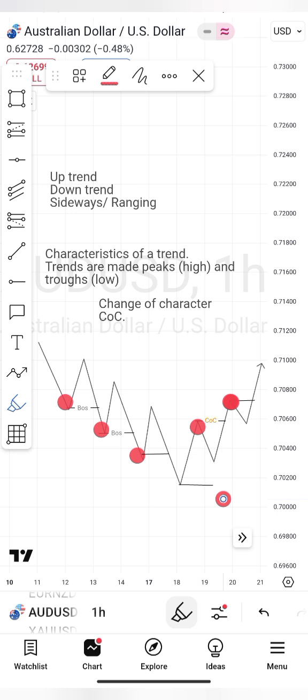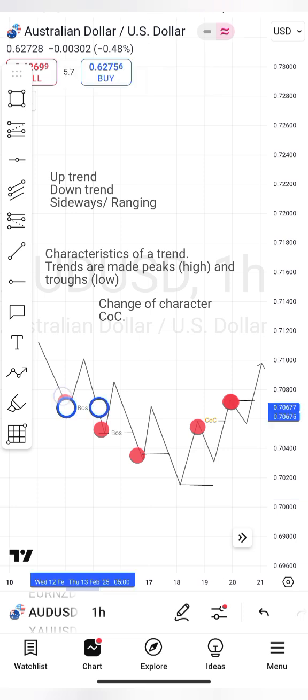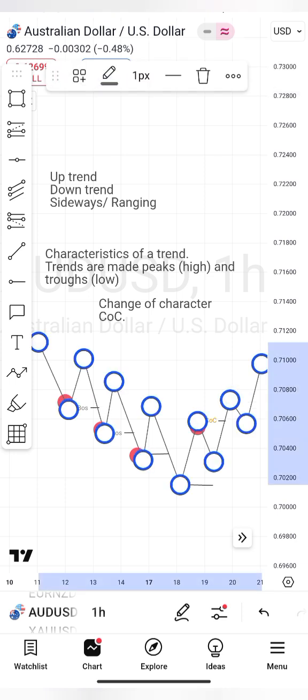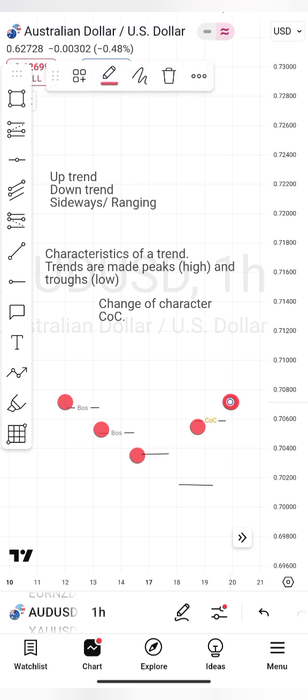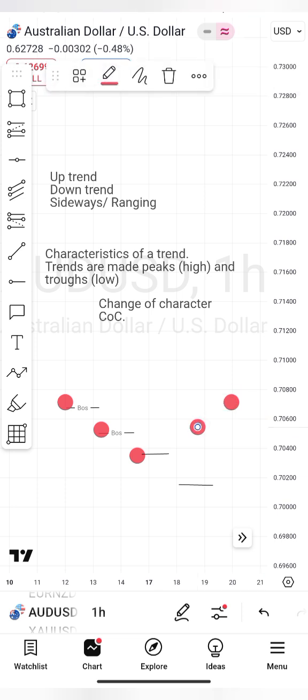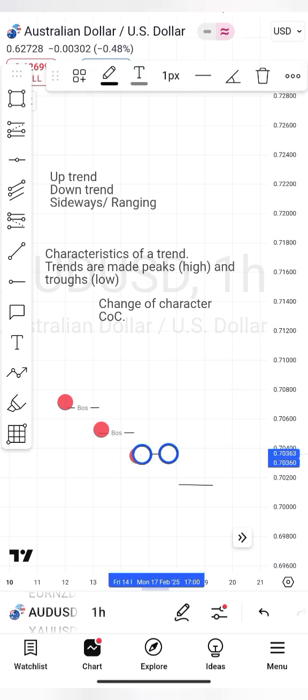Another thing that is important to note is that in trends we have what we call strong lows and strong highs. Okay, and let me take this out. These are the lows and the highs that are protected in a trend.